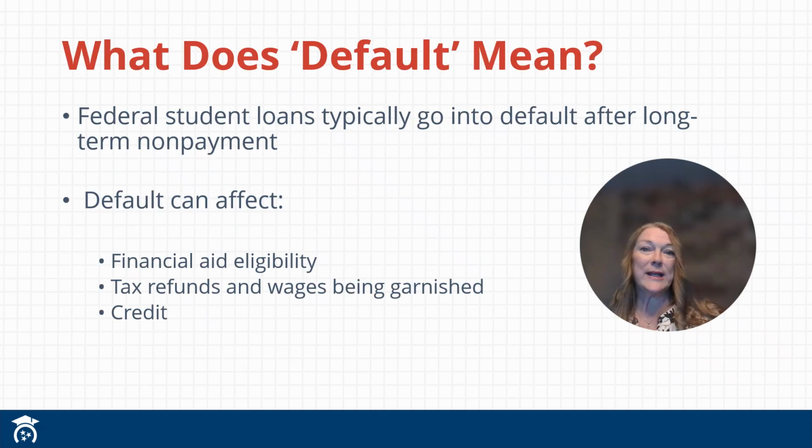So first, what does default actually mean? In essence, your federal student loans go into default after long-term non-payment. Typically that is 270 days, about 9 months of missed payments. Private loans often are much shorter than that. It could be one missed payment, usually about 3 missed payments. So know that default can affect your financial aid eligibility, but also your tax refunds and even your wages can be garnished. And like I said before, it does affect your credit rating.